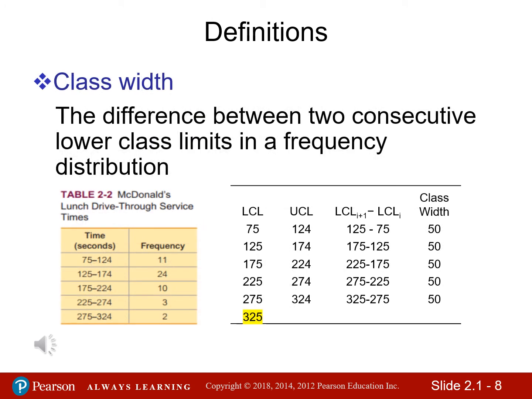A class width is the difference between two consecutive lower class limits in a frequency distribution. To calculate the class width in this example, we simply take the difference from one of the lower class limits from the next lower class limit. And so in this case, we would subtract 75 from 125. That will give us a class width of 50. And then we would calculate that class width for the remaining classes.